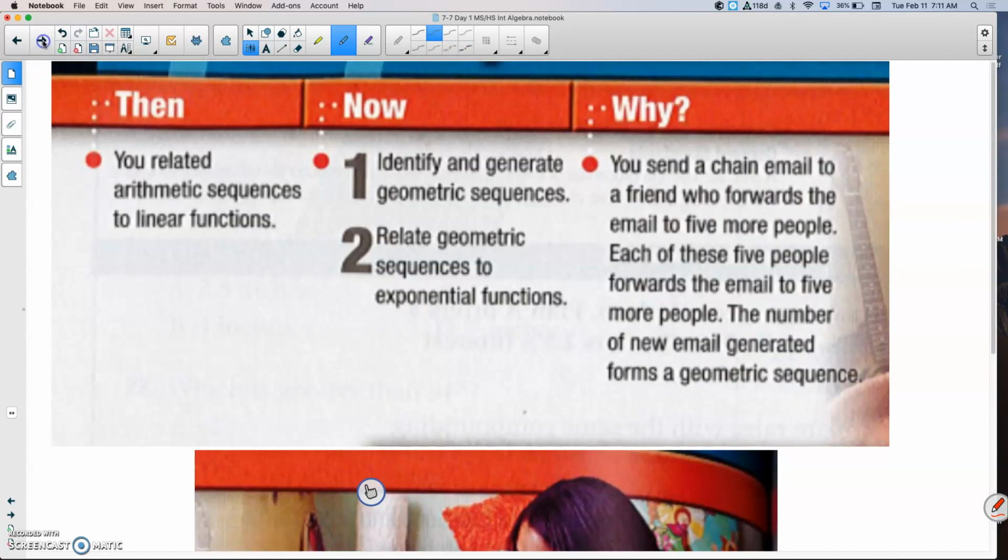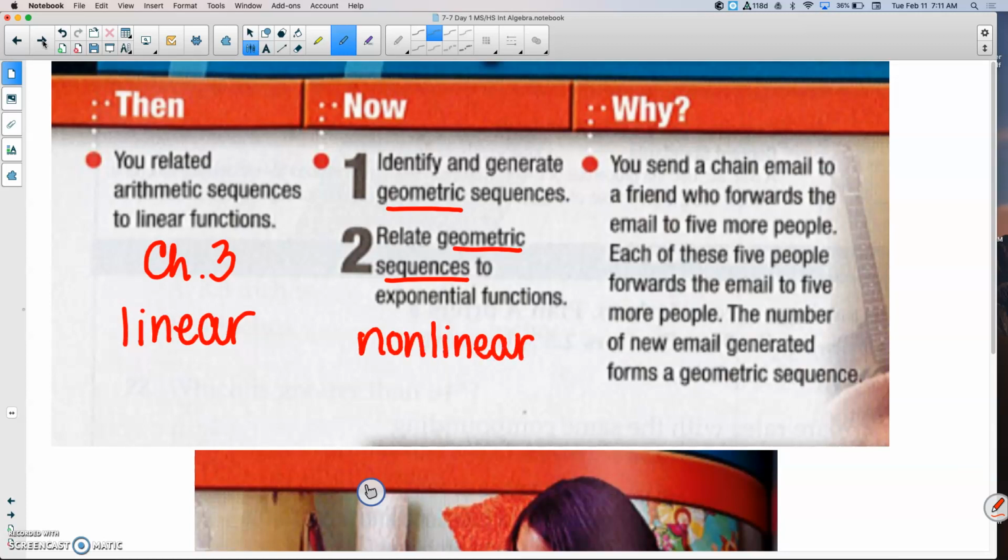All right, next slide. It's our then slide. Then we related arithmetic sequences to linear functions. So that was back in chapter 3. And now we're identifying and generating geometric sequences and relating geometric sequences to exponential functions. So arithmetic sequences are linear, geometric sequences are nonlinear.